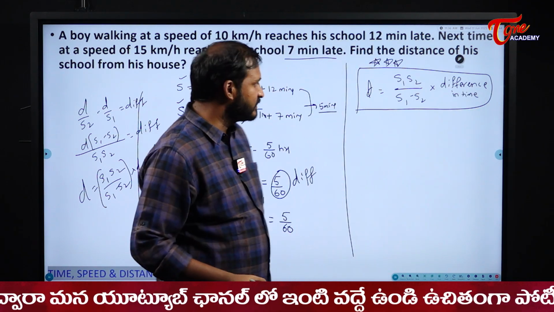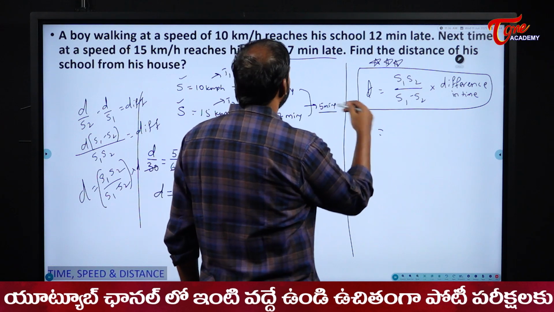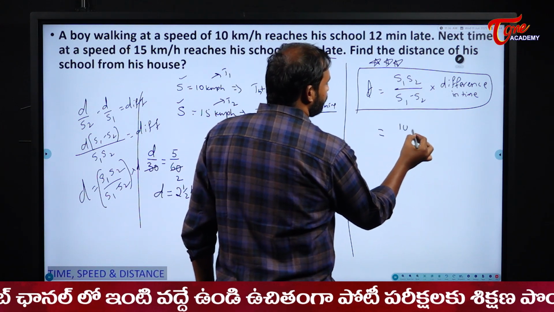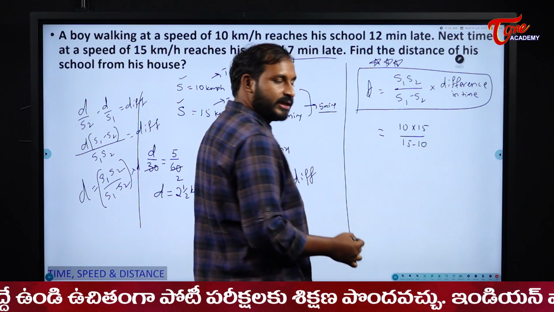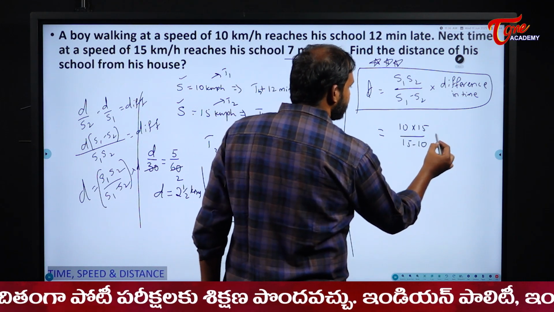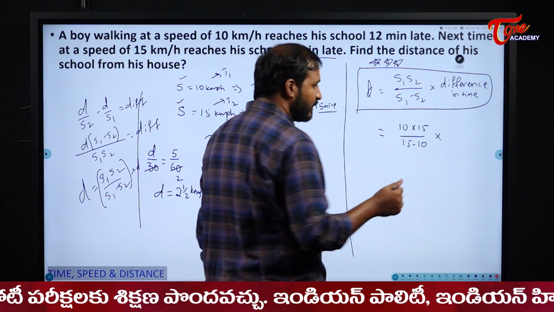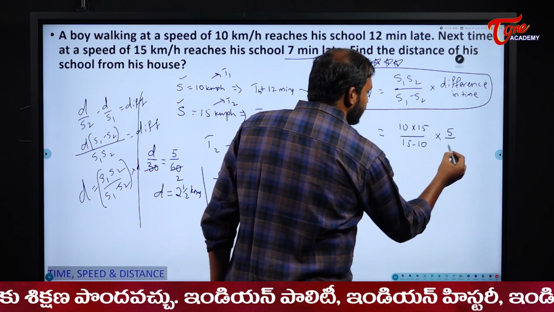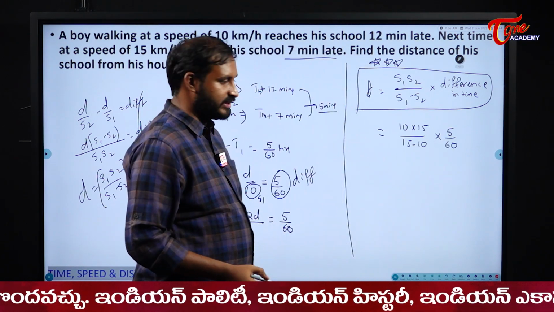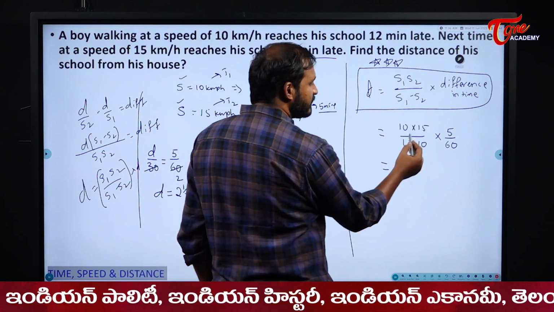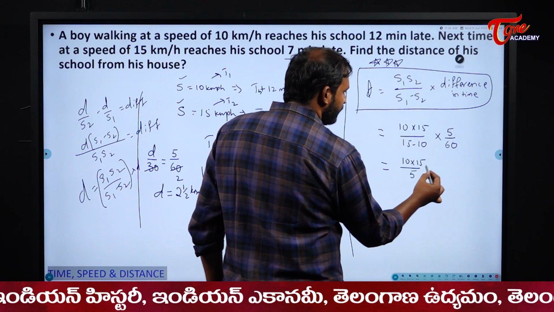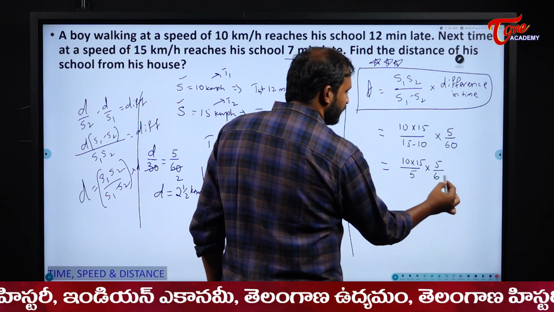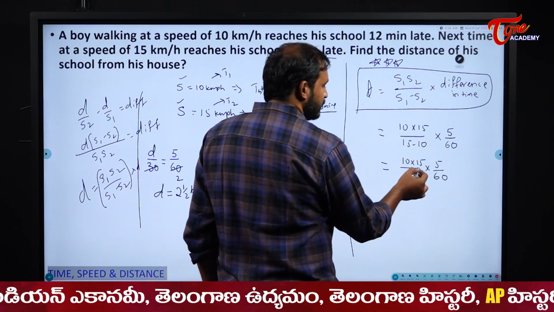Now, students, we will substitute in the formula S1 and S2. 10 into 15 by larger one minus smaller one, that is 15 minus 10, into the difference in time, which is 5 minutes. But please be careful, write it in hours. So 5 by 60. So 10 into 15 by 5 into 5 by 60.